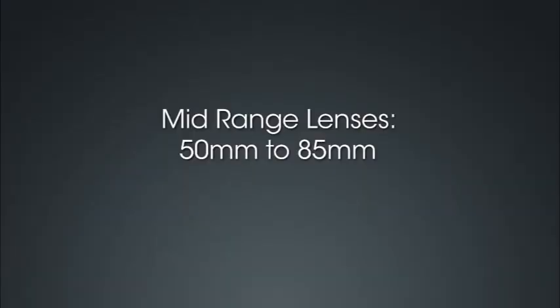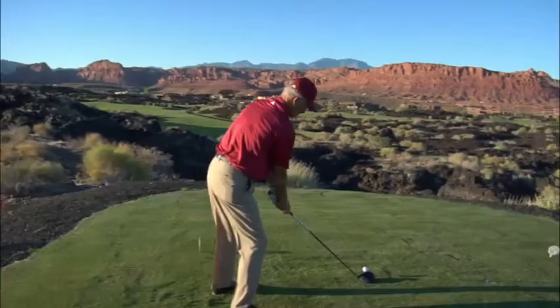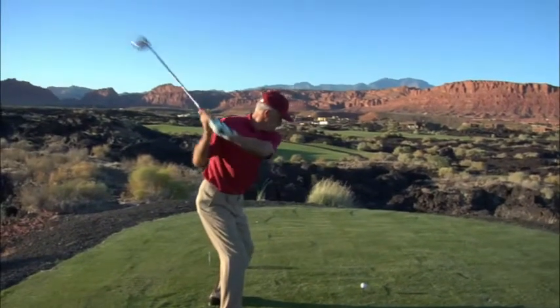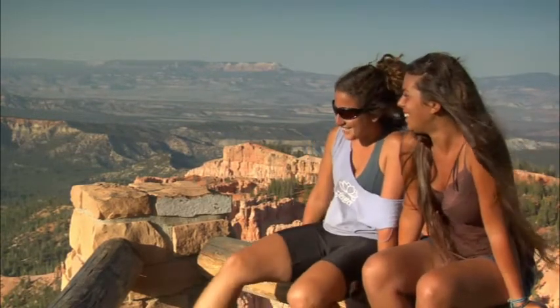Mid-range lenses have between 50 and 85 millimeters. This range of focal lengths is great for family snapshots, portraits, and vacations. The 24 to 85 lens also falls into the mid-range category. These lenses are often referred to as walk-around lenses because they're so versatile and can be used for a variety of subjects and shooting scenarios.